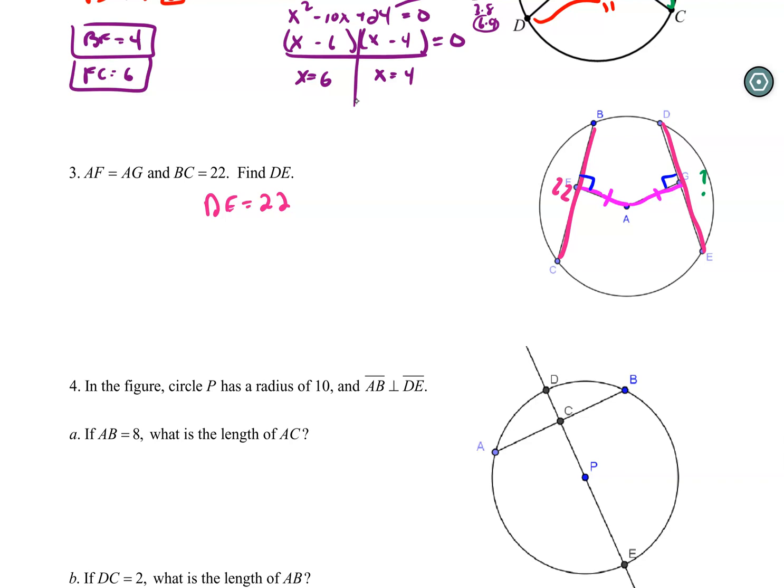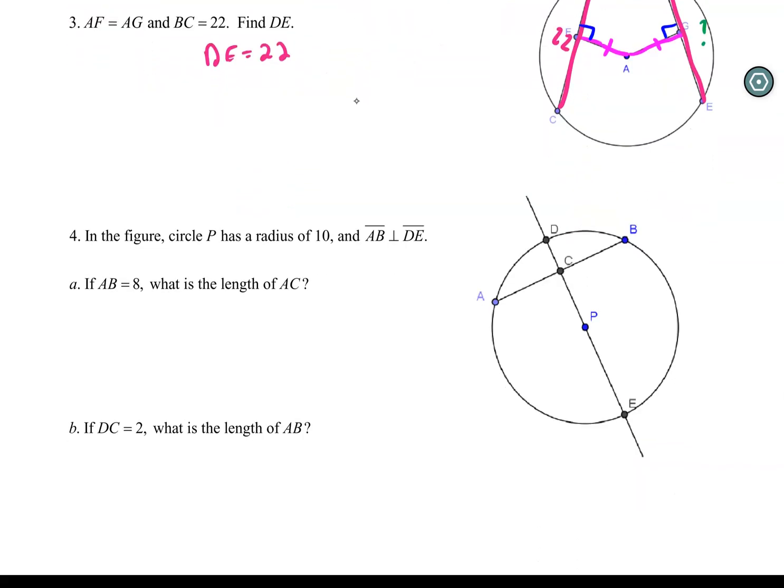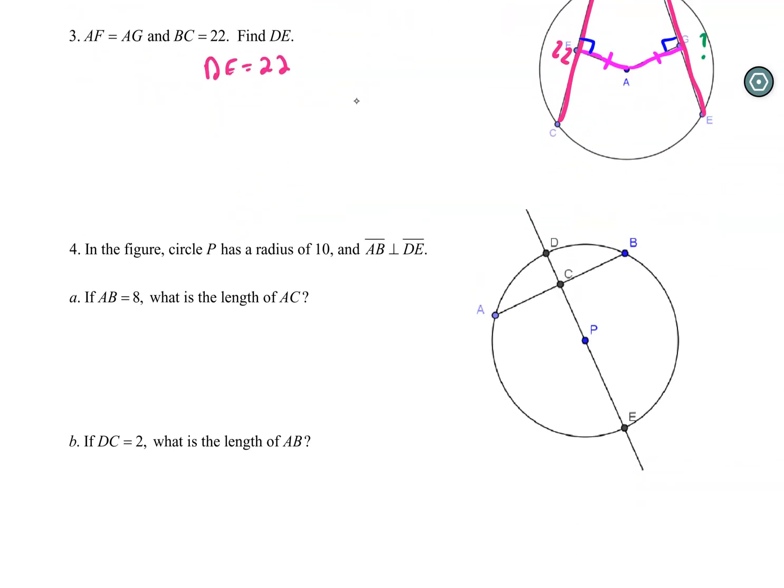But again, like I said, not as often or as common when doing it. All right, last but not least, let's just go through this one real quick. If AB is 8, so if all of this is 8, what's the length of AC?